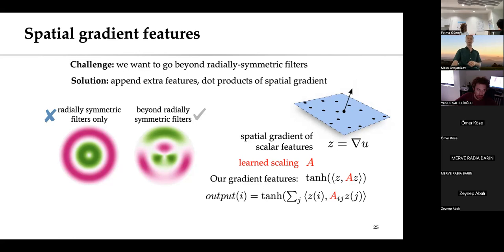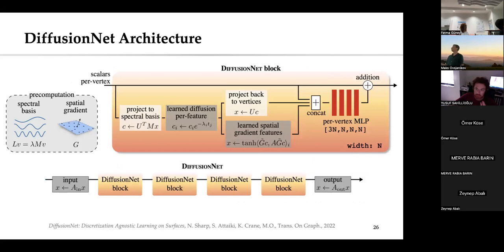Okay, and so this is our architecture. We have some input. We project onto some bases where simulating diffusion becomes easier. Then we have a learned diffusion per feature, and then we go back to the full bases, and then we have this spatial gradient feature where we have the learned inner products, and then there are some MLPs that are per vertex with shared weights across different vertices. So this is a single, what we call diffusion block, and then you can stack these blocks together, where you have some input signal and some output signal with some loss. Right. And so this is what we learned.